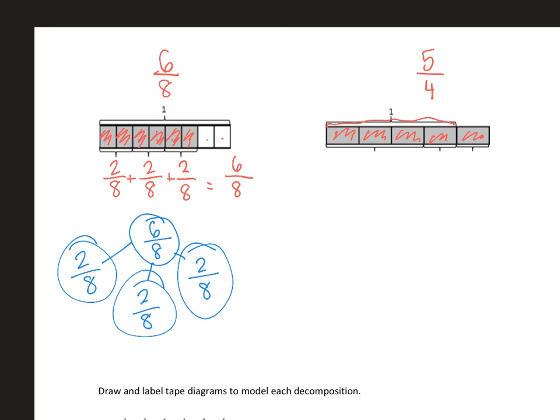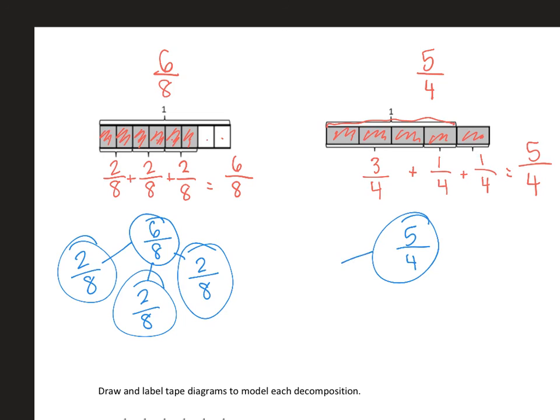Here they bracketed 3 units together, so they bracketed 3/4. And then they bracketed 1/4 right here, and then they bracketed another 4th right here. So 3/4 plus 1/4 plus 1/4 is equal to 5/4. And again, I'm going to draw that number bond, and I'm going to put my total 5/4 in the big circle.